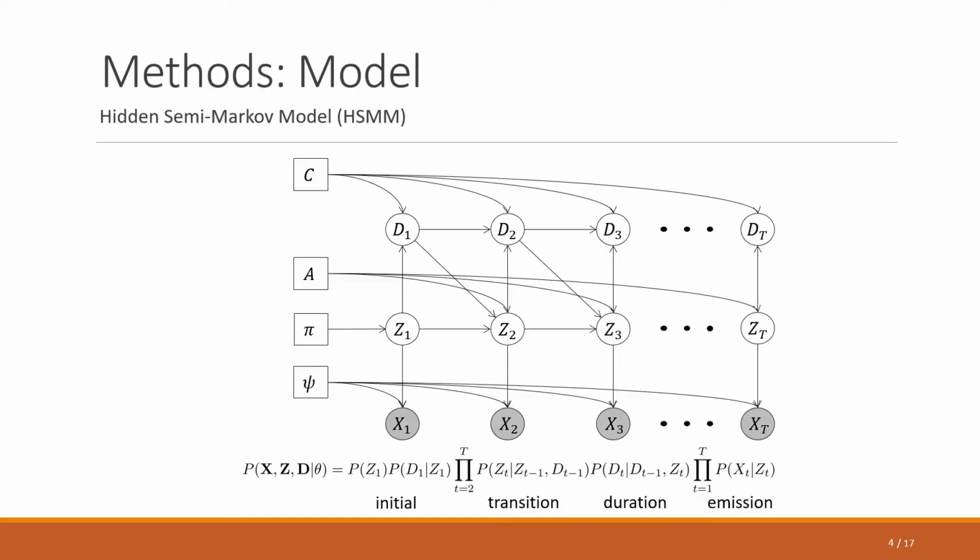We begin by describing the hidden semi-Markov model. In this graph, the circle nodes are random variables. The square nodes are parameters. The dynamics of time series X is modeled by hidden state Z, whose transition over time is further modeled by duration state D. The model is specified by 4 distributions, namely initial, transition, duration, and emission probabilities.